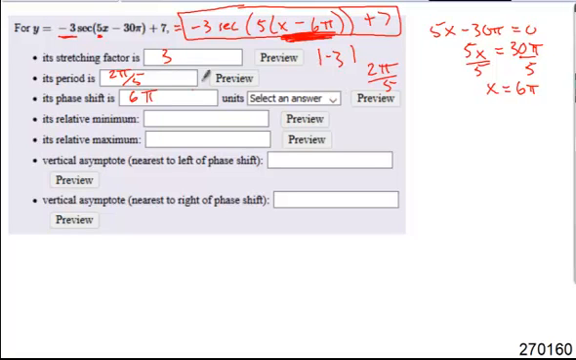And the units are going to be, again, when you look at the value of x, it gives you a 0. Here is a positive 6 pi. So positive means we're going to shift it to the right.